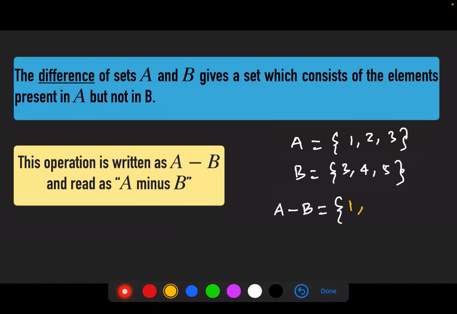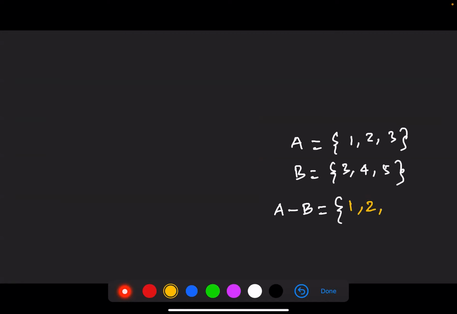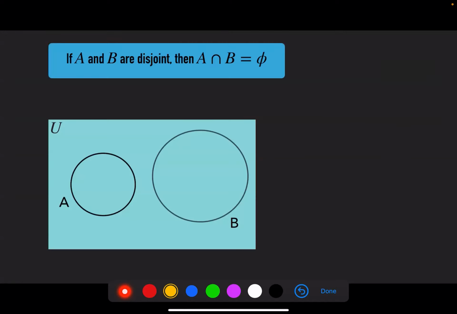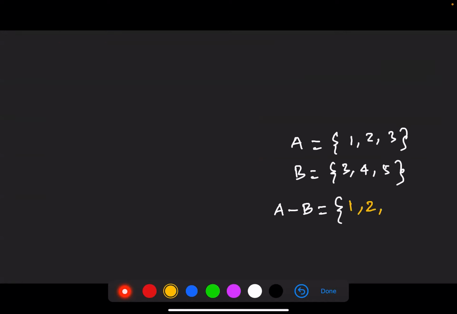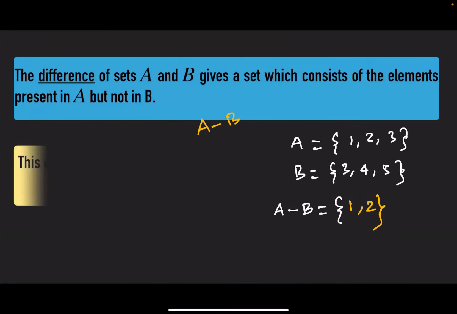Is 2 present in A but not in B? Yes, you will take that. Is 3 present in A but not in B? No. It is present in both the sets, so you are not going to take that. Let me write it here. A minus B. So this is your A minus B. You're okay? Yes. Now this is done.